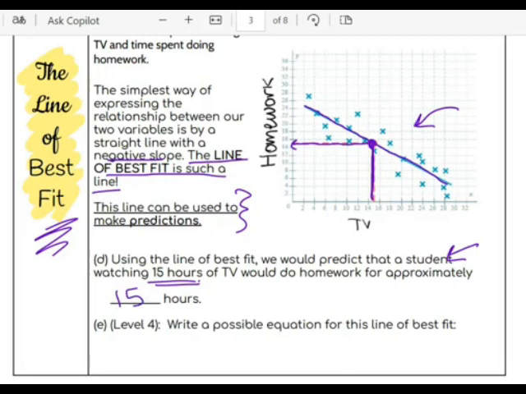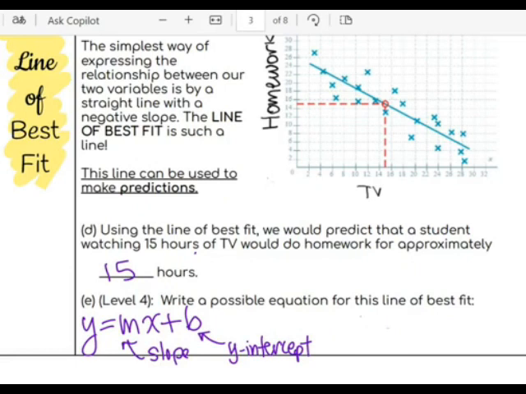My last question is saying, let's write a possible equation for this line of best fit. We need two things. We need to know the slope and the y-intercept. So let's go ahead and look for the slope of this line. Remember, slope is rise over run. To find that slope, I like to look across my graph, and I'm going to look for what appear to be two perfect points. There they are. I see those two.